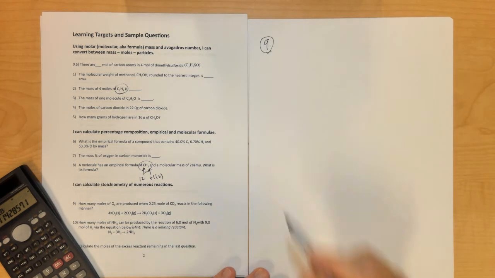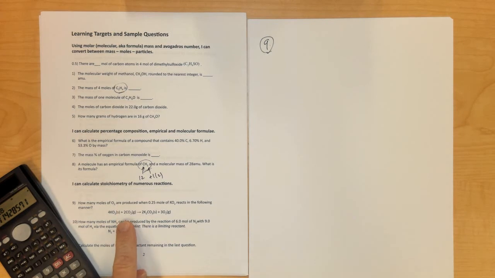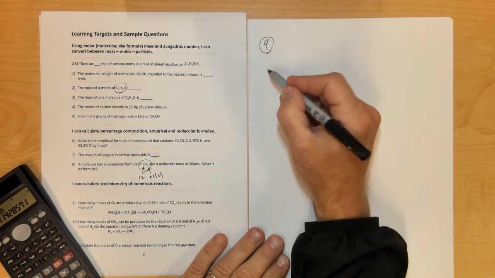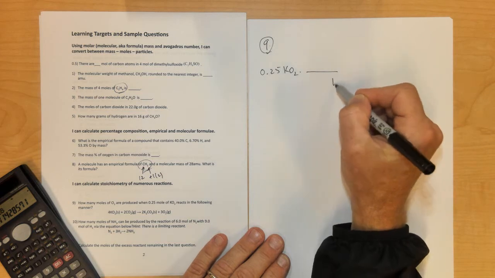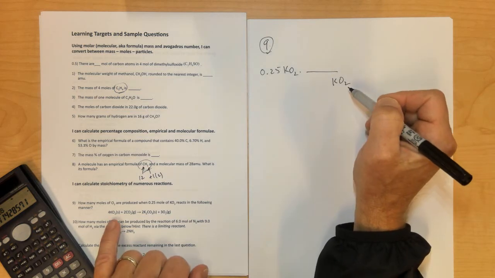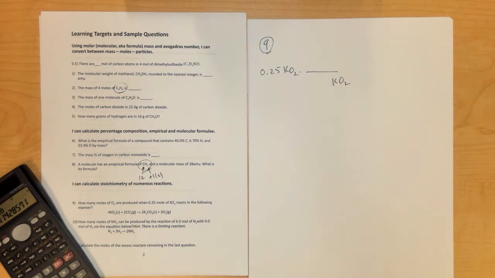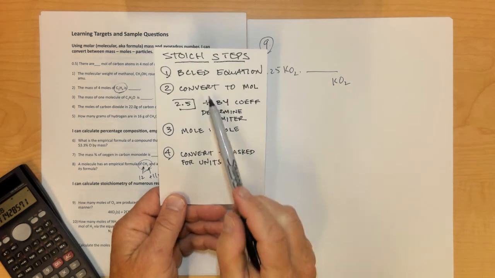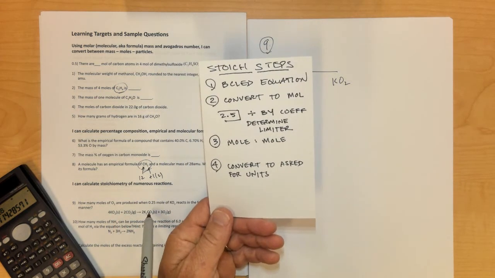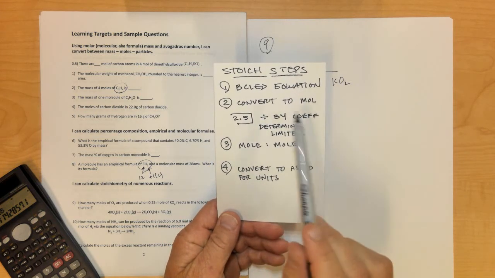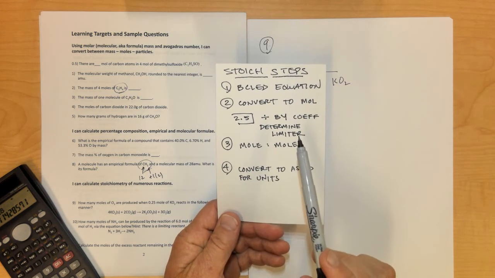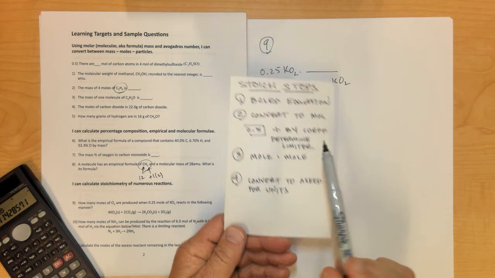Number 9, stoichiometric calculations. How many moles of O2 are produced when 0.25 moles of KO2 reacts in the following manner? So we put KO2 as our... well, let's go through the steps again just so everybody's aware of those. Remember, the steps for stoichiometry are to have the balanced chemical equation. That's done for us. Step number 2 is to convert to moles. If we're given 2 amounts of substances, we need to do step 2.5 to determine the limiter, but we're not in this one. In step 3, mole to mole ratio.